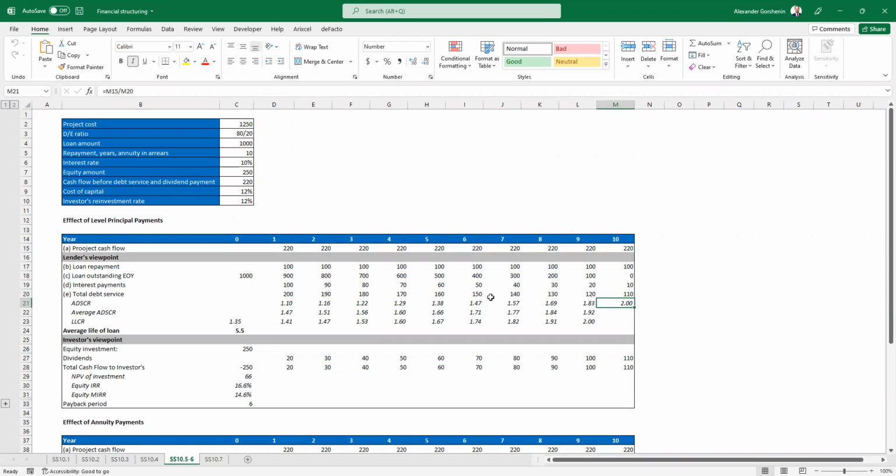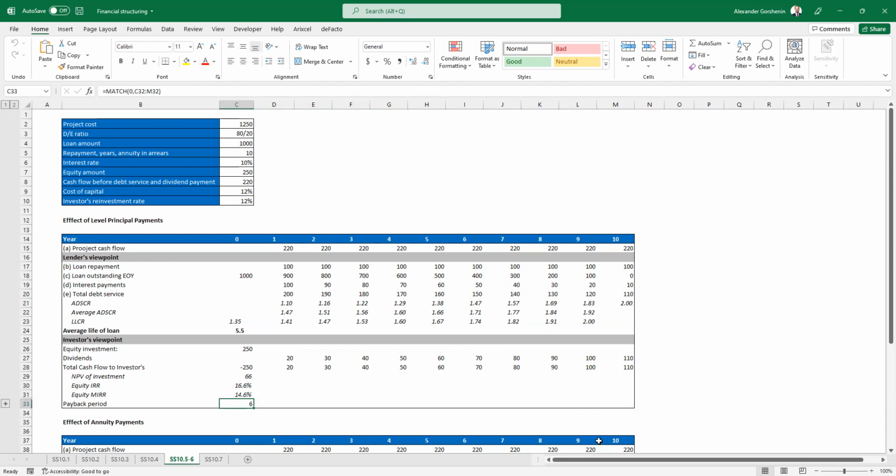Investors' distributions, on the other hand, are heavily back-ended, with dividends increasing by 5 times between year 1 and year 2. It takes nearly 6 years to pay back the original investment. You can see it here, how much is left after the debt repayment and what the actual payback period is.